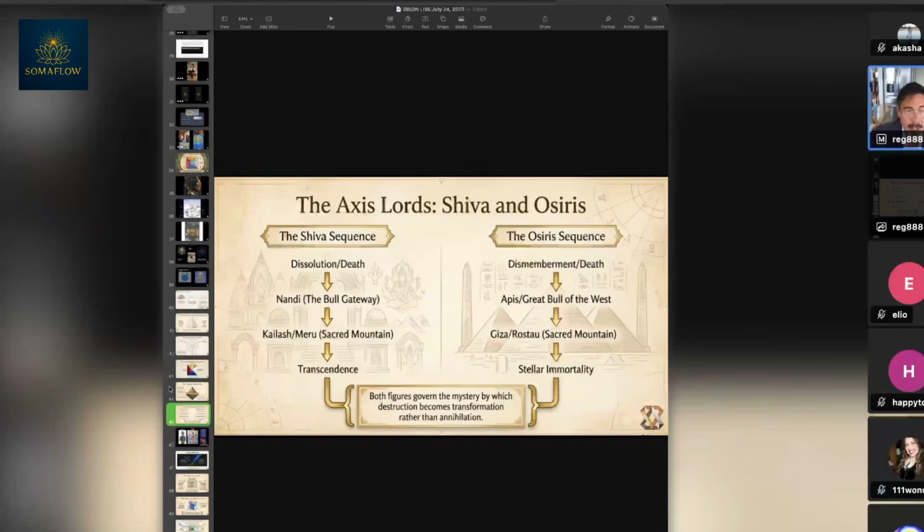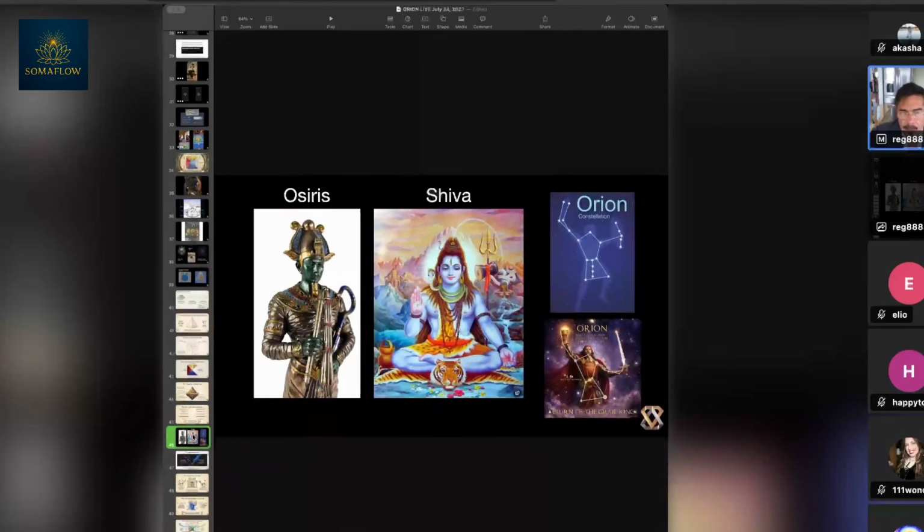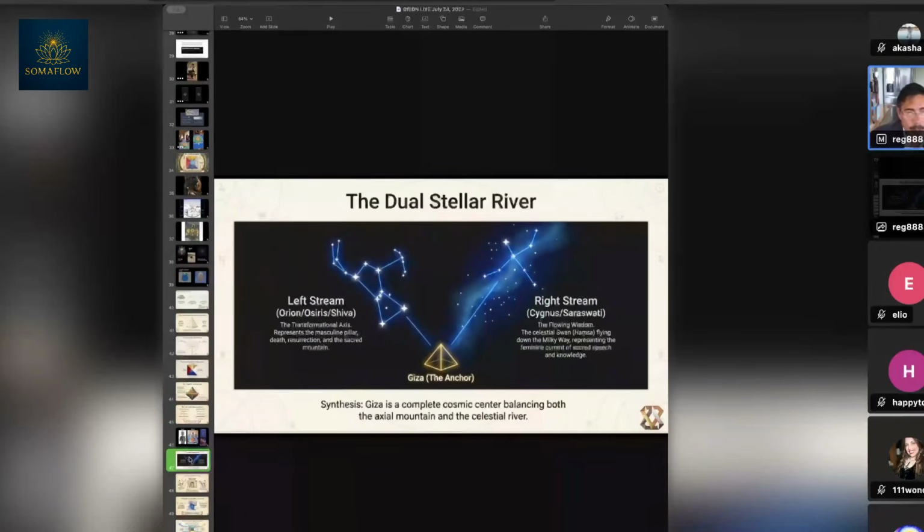Kailash Meru is a sacred mountain. Giza, Rostau. Rostau is just Tauros back. Transcendence, and stellar immortality. So maybe somehow this is all related. And maybe we have just split up these stories to fit our own cultures and narratives. Not wrongly, it was just our own perspective. And this is from Robert Comber, who basically says now that it's the age of sovereignty, where humanity holds his holy grail and her holy grail. So this is also embedded within it, right?